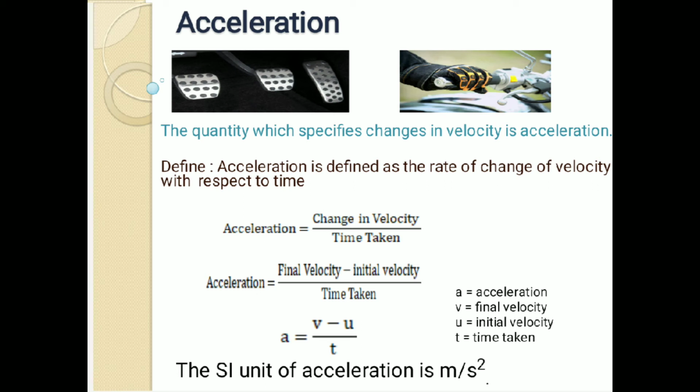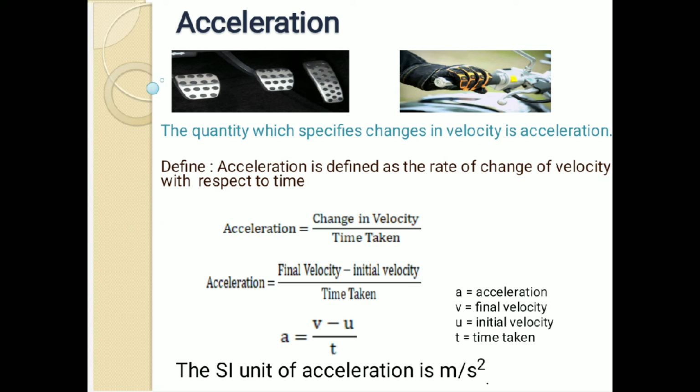Regarding this, first you have to know what the final velocity and what the initial velocity are in the given problem. Next, the SI unit of acceleration is meter per second square. See here how to write meter per second square: m divided by s square. The SI unit of acceleration is meter per second square.